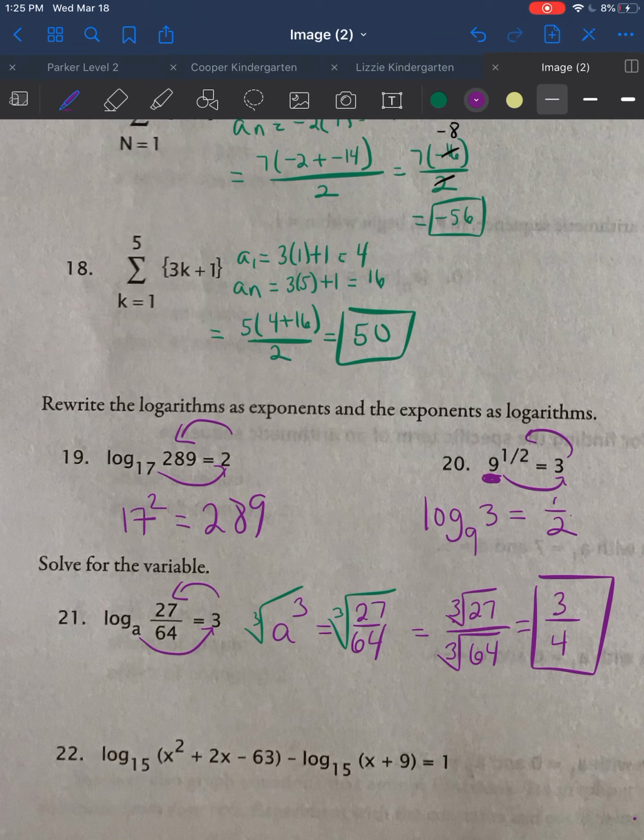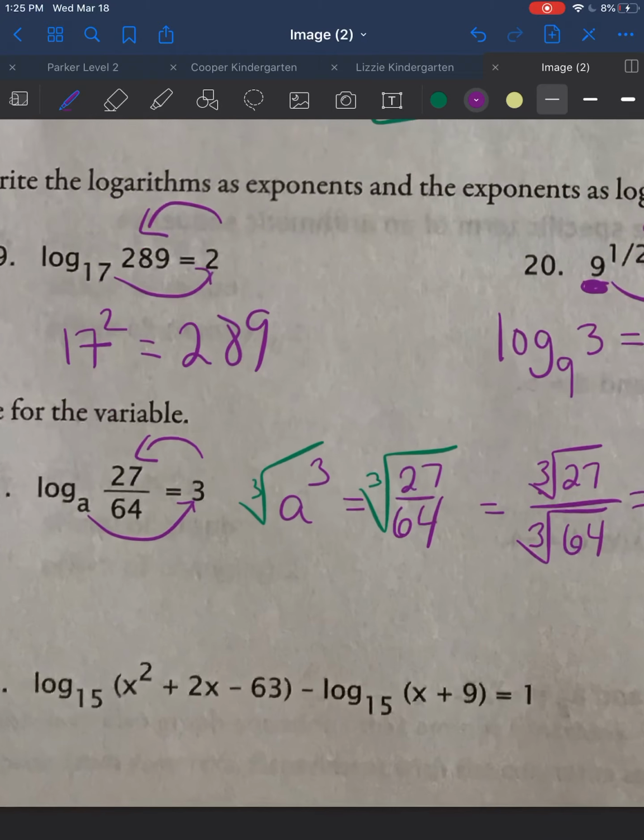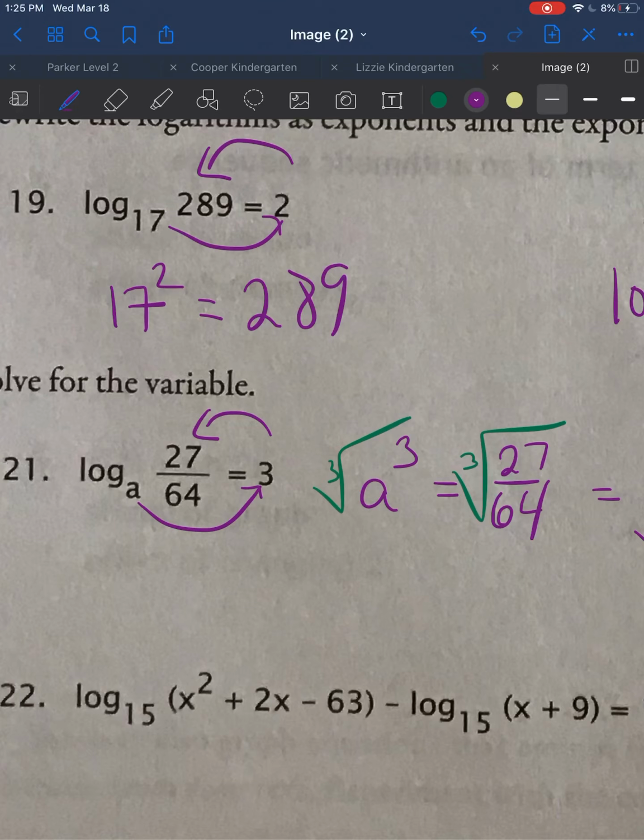Okay, 22 is the extra fun one, and I did not give myself much space, so we're going to try our best, everybody. We're going to try our best. Here we go.